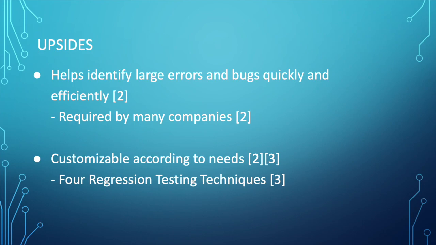The third is test case prioritization, and this technique of testing will prioritize the test cases in order to increase a test suite's rate of fault detection. The last approach is the hybrid approach, and this combines both regression test selection and test case prioritization.